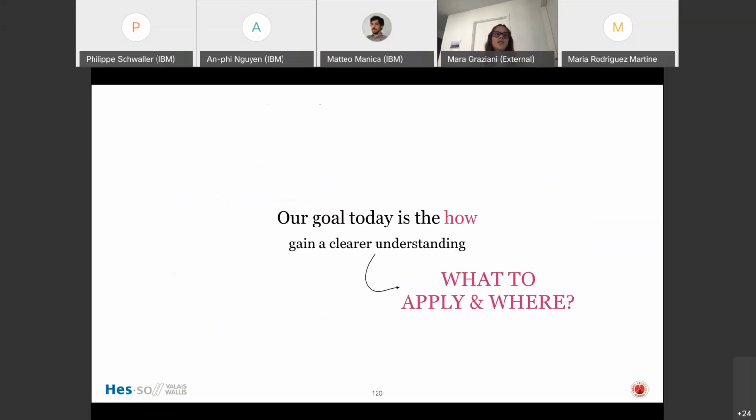Great, so thank you for staying with me up to this point. Our goal was to get to know what to apply and where, so how to gain a clear understanding about applying machine learning. And I hope that this walkthrough was useful for most of you to gain a clear understanding and a better orientation on the landscape of possible techniques.